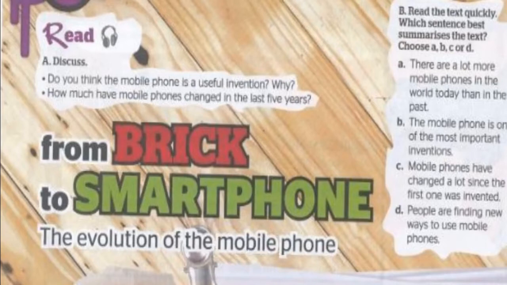Before you read the text and listen to the audio, I would like you to look at B. I would like you to identify the best sentence that summarizes the text. So you try to understand the text overall, and then you choose from A, B, C, D which one is the right definition of the text.